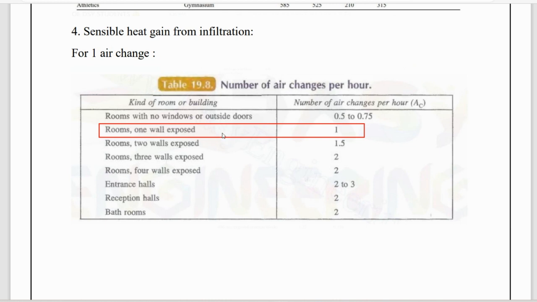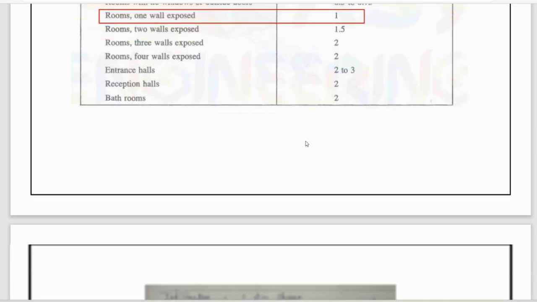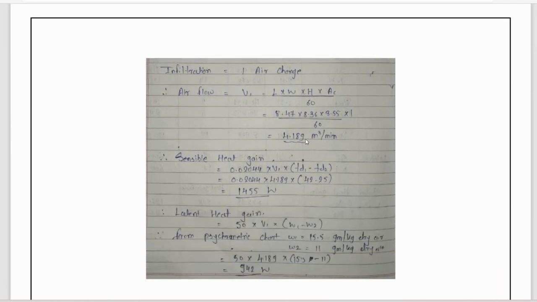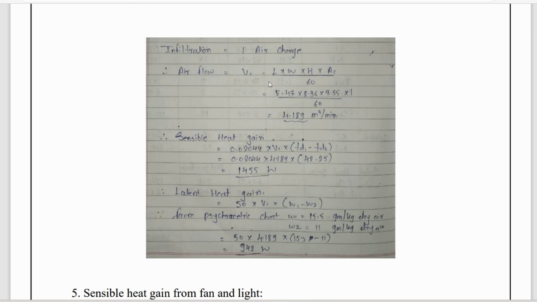Basically, we take one air change. Its unit is air change. For the room with one wall exposed, one air change is taken. From the one air change, we have to calculate the mass flow rate. How do we convert? V1 is equal to L W H multiplied by air change divided by 60. Here LWH is the dimension of the room, and AC is the air change, divided by 60. So we get the volume flow rate in meter cube per minute. If we put in the value 1, we get 4.189 meter cube per minute volume flow rate of infiltration.